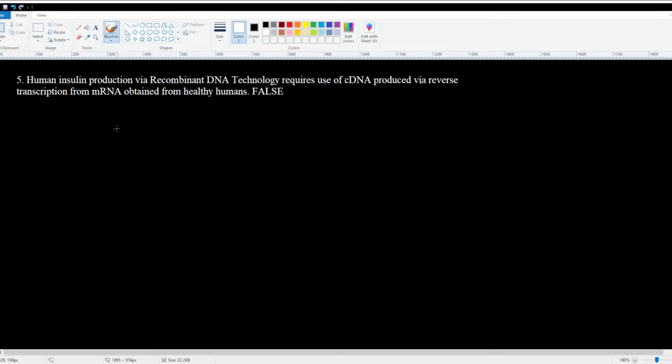I'm just now realizing that it's not as simple as it seems. Initially I said this was false, because of the mRNA from healthy humans. Well, we don't make insulin in healthy humans, we make it in prokaryotes, in bacteria. However, we do need the mRNA from healthy humans. Well, I don't know. Once again, not my exact field of expertise.